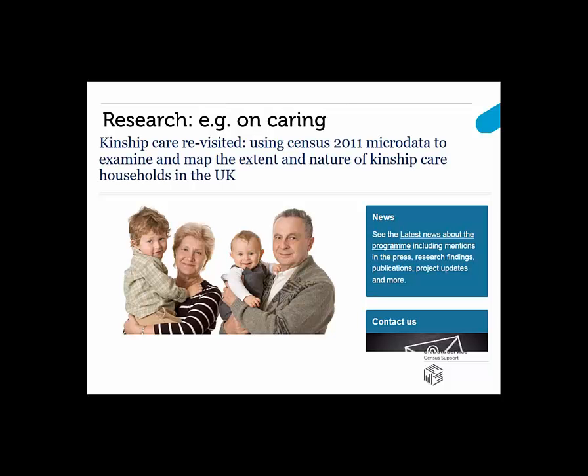So this piece of research is able to take advantage of the fact that the sample sizes are really large to allow them to get a decent sized sample of people who are in that situation. Now, there's no formal question on kinship caring in the census, but the team were able to use the secure data, which contains samples of households that are connected together, to be able to look at the relationships between individuals and their characteristics to identify those kinship carers.